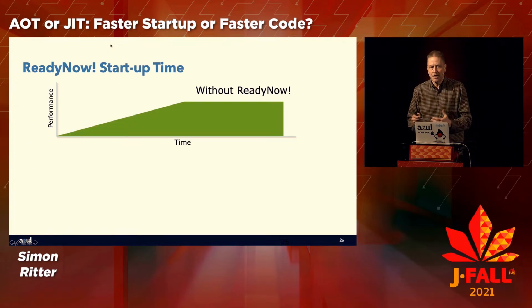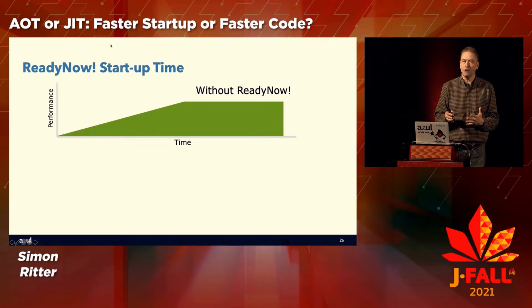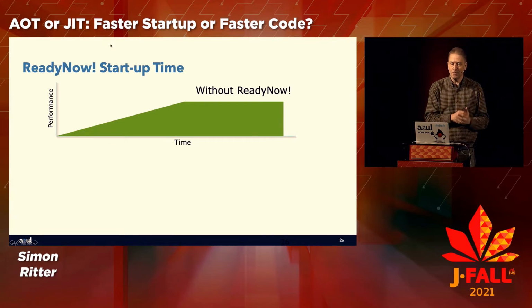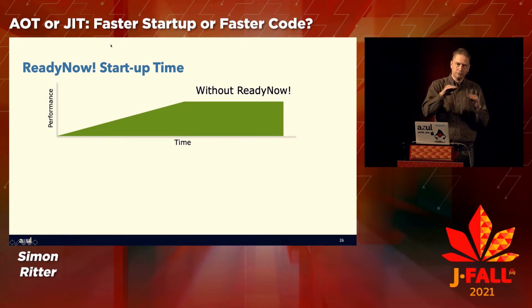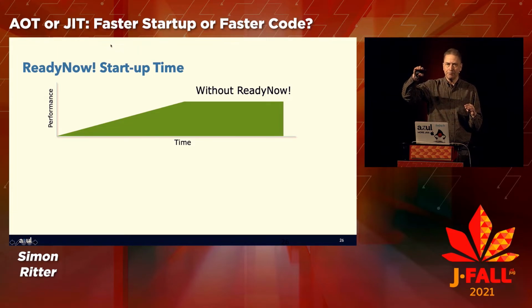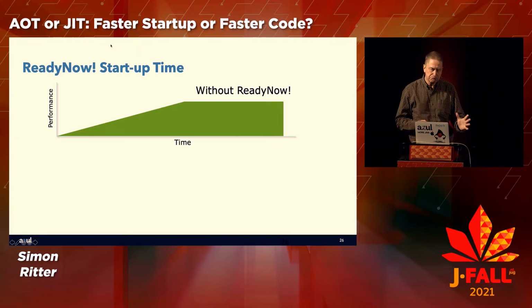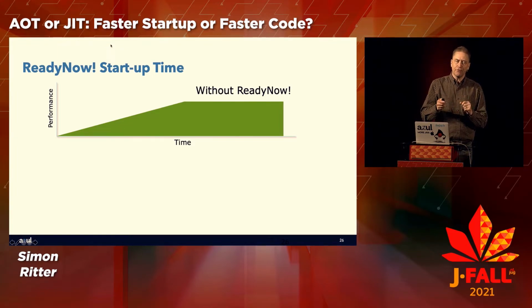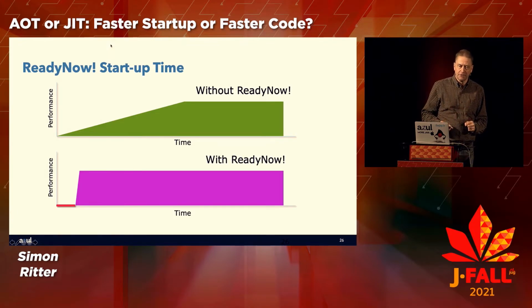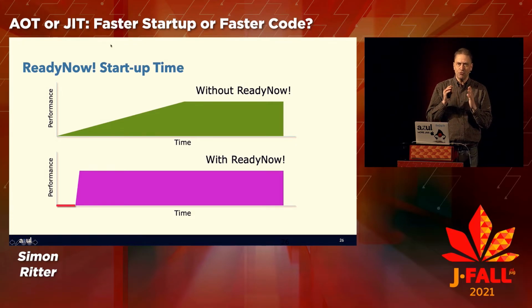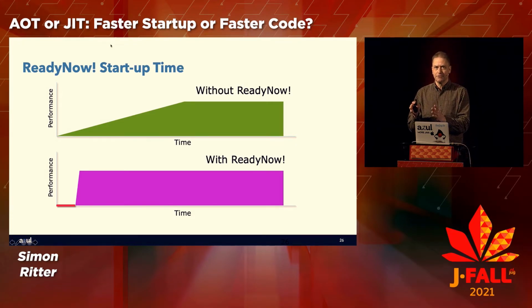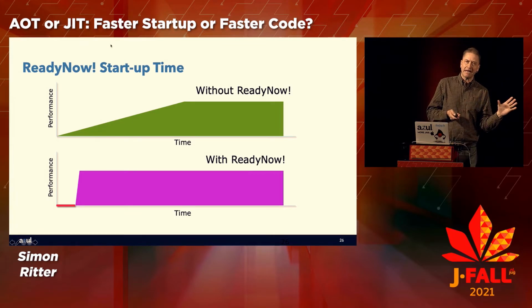The thing is, though, if we look at a simplified version of our performance graph, so this is now not latency, this is performance. If we look at a simplified graph without ReadyNow, we start off slow, gradually warm up, and get to our optimum level of performance. Okay. If we look at it with ReadyNow, it looks like this. Now we've got a much steeper graph, so we're getting to our optimum level of performance really quickly.